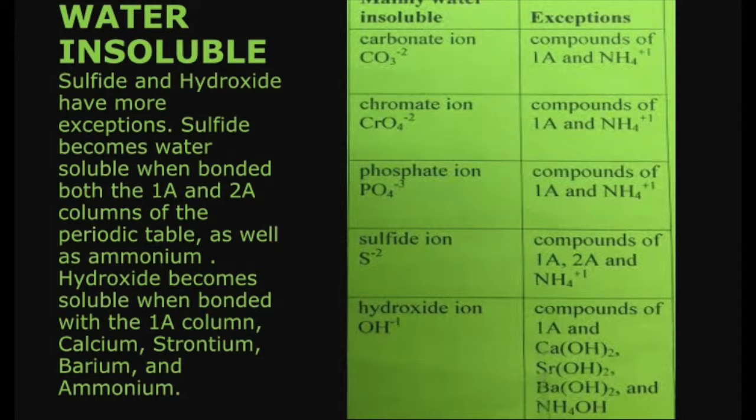The second part of this half of the solubility rules table includes the sulfide ions and the hydroxide ions. These have different exceptions than the first three ions. Sulfide does not form a precipitate when bonded with elements from the 1A column or the 2A column of the periodic table, as well as ammonium. Hydroxide does not form a precipitate when it is bonded with the 1A column of the periodic table, which are the alkali metals, or calcium, strontium, barium, or ammonium.